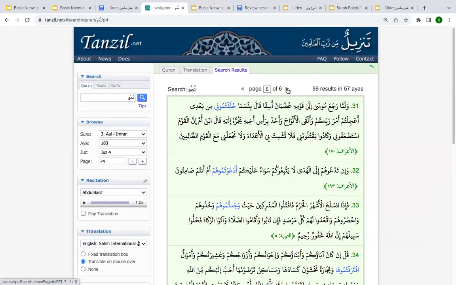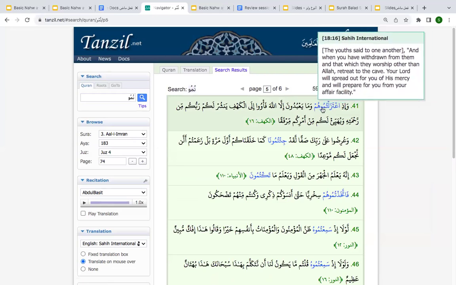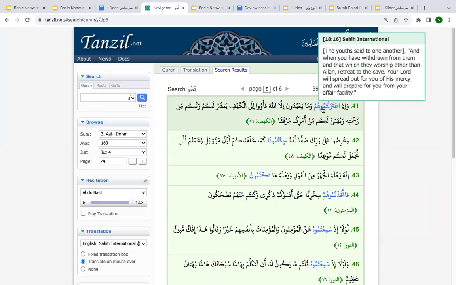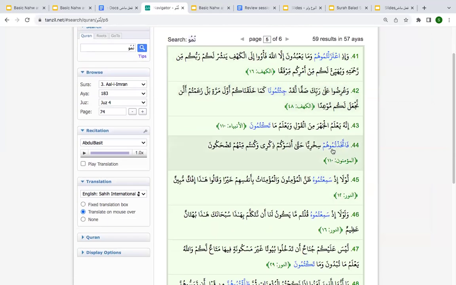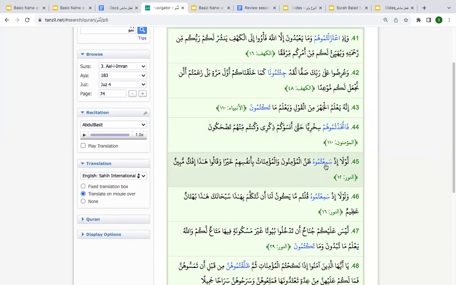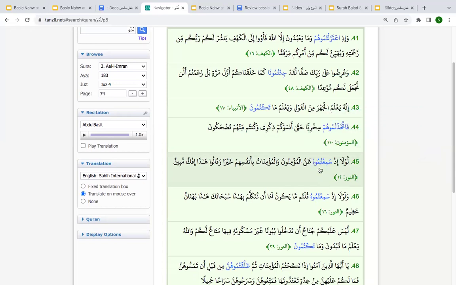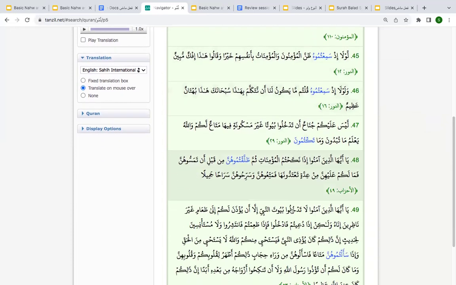The next page, we have itazaltumuhum, itazaltum, original fi'l madin. When hum got attached to it, you notice the waw has been inserted for the ease of pronunciation. Ji'tumuna, ji'tum with na, and waw got inserted in between. Ittakhadtumuhum, ittakhadtum, and when hum got attached to it, waw ishba was inserted. Sami'tumuhu, sami'tum, original word fi'l madin. When hu got attached to it, waw ishba came in between the two words. Sami'tumuhu, again, the same thing.